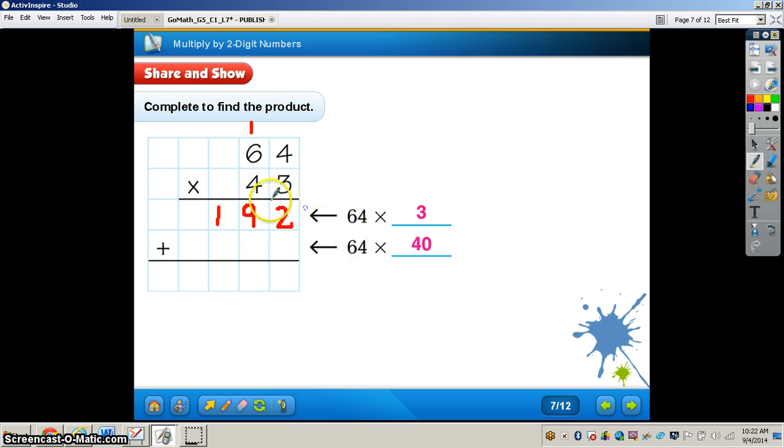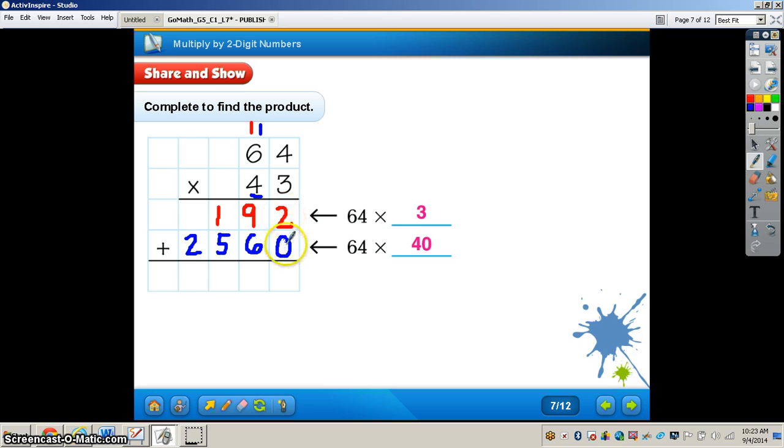Now we're taking 64, and that 4 is actually representing a 40. Because of that, we're putting a 0 here. Now 4 times 4 is 16. Put my 6 in my tens place, carry my 1. Actually, we were doing 40 times 4, giving me 160. Now 6 times 4 gives me 24, plus 1 is 25.